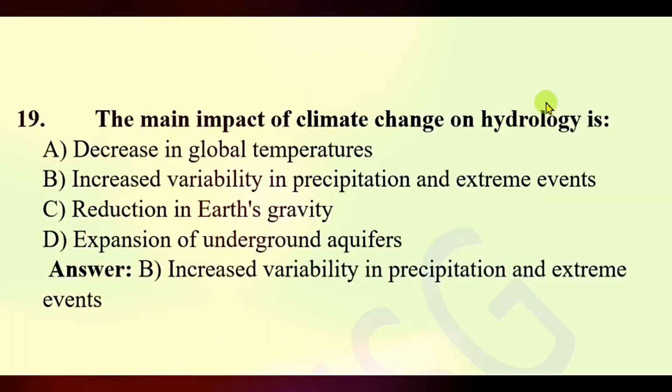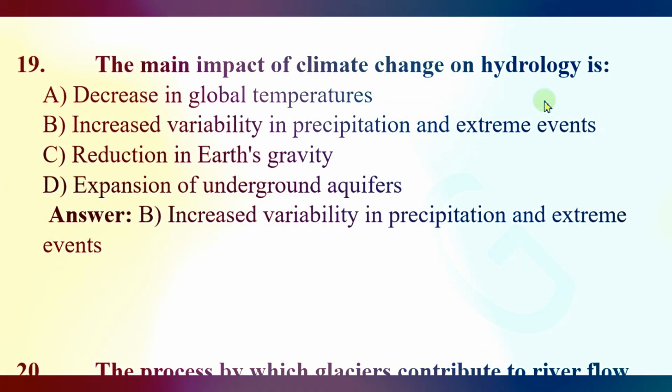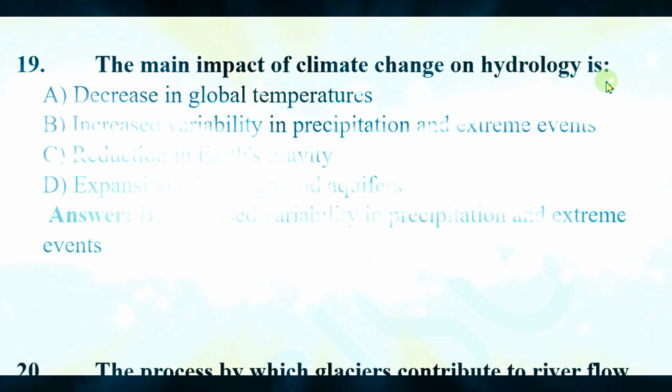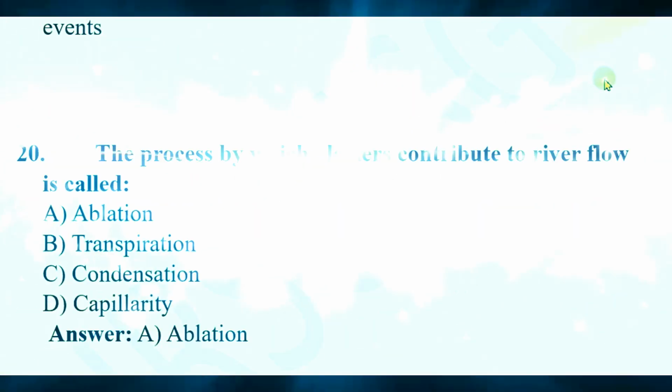Question category climate change and hydrology. Question number 19. The main impact of climate change on hydrology is decrease in global temperatures, increased variability in precipitation and extreme events, reduction in Earth's gravity, expansion of underground aquifers. Here the right answer will be increased variability in precipitation and extreme events.